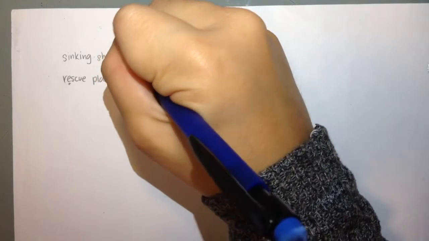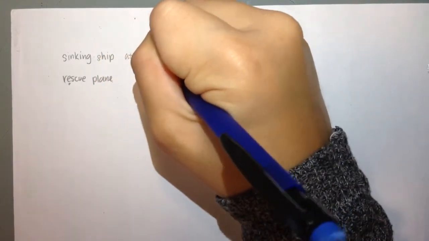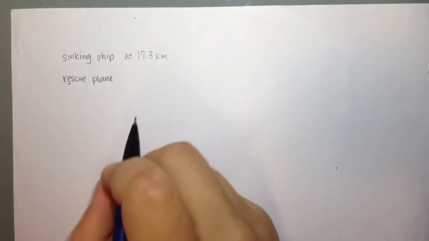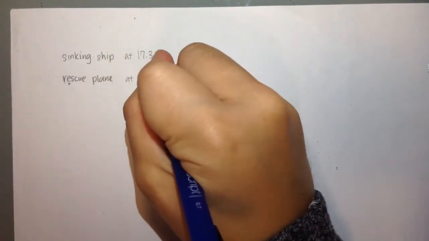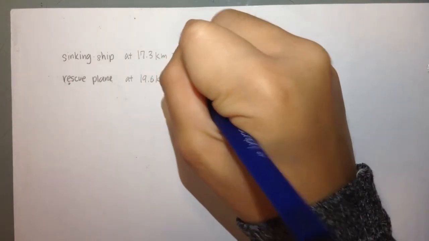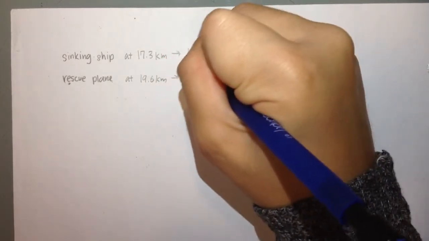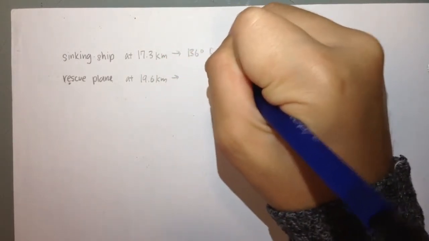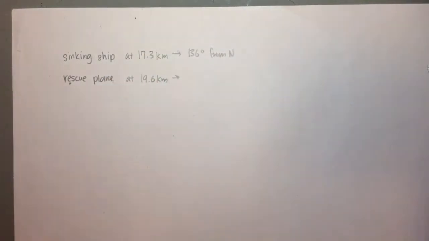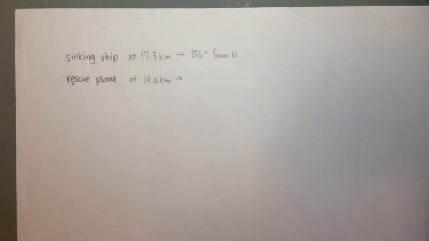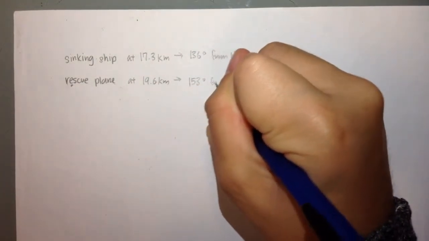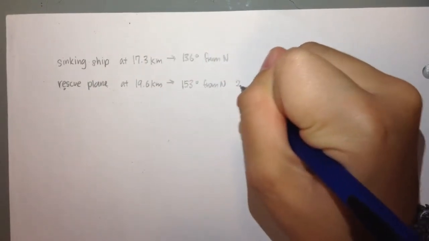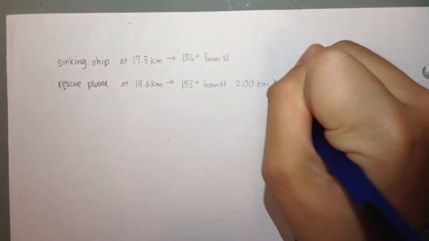So we know the ship is at 17.3 kilometers, and this one's at 19.6 kilometers. And then we also know it's 136 degrees from north. From north is a very important point to know. Otherwise, we're going to find the wrong angle, and then obviously we're going to have the wrong answer. So the other one's 153 degrees from north, as well as 2.0 kilometers up.